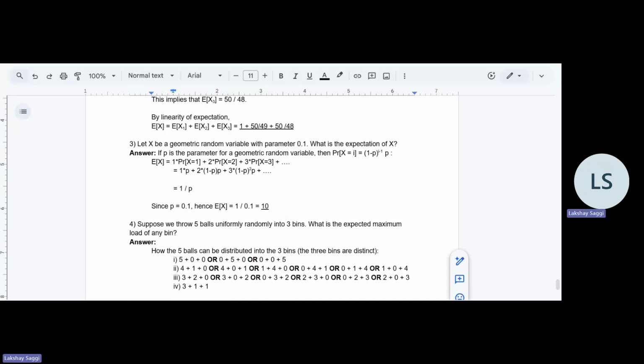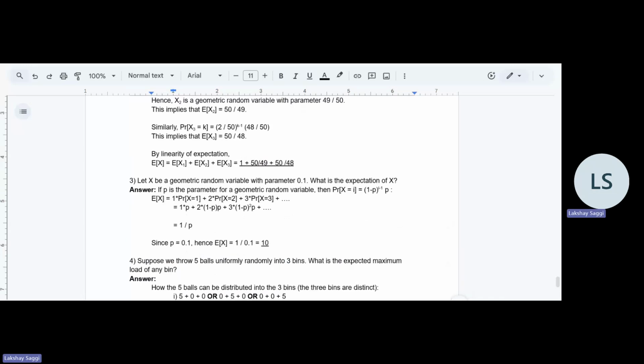And now there are three ways: 3 plus 1 plus 1, 1 plus 3 plus 1, and 1 plus 1 plus 3. And now I think there's just one more way.